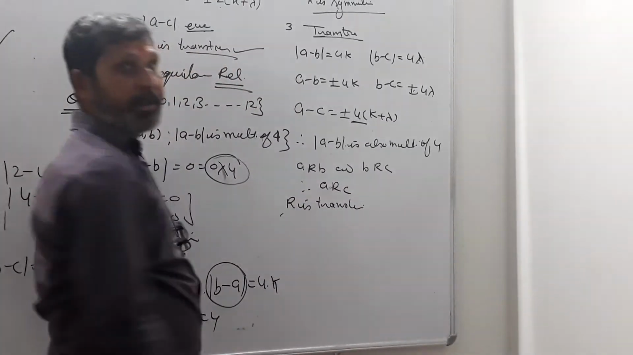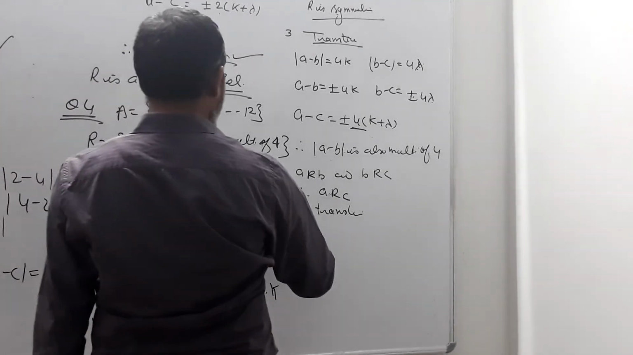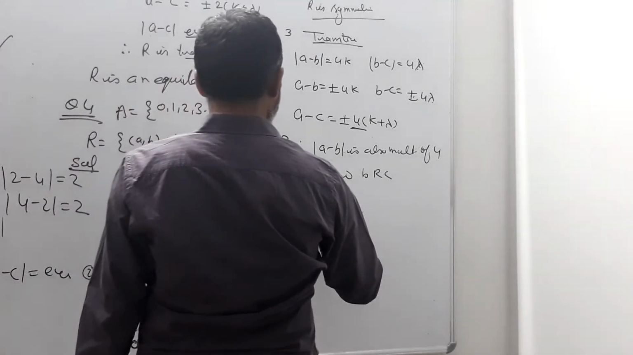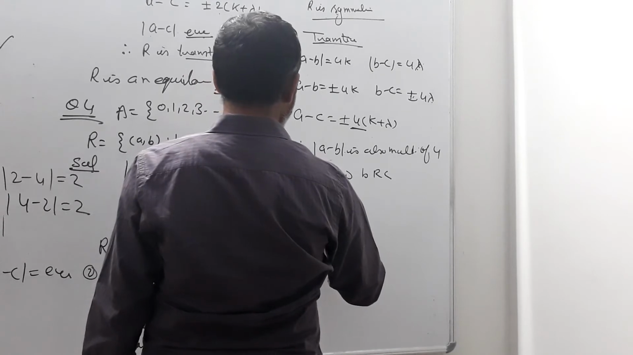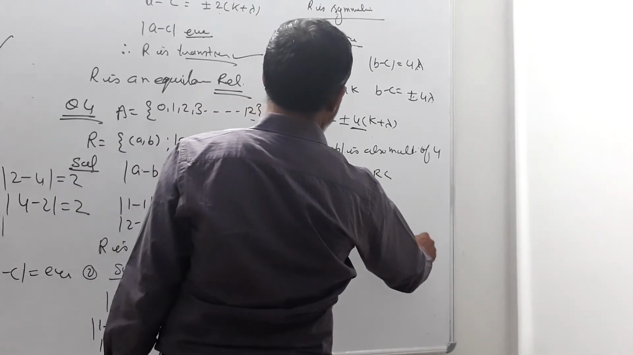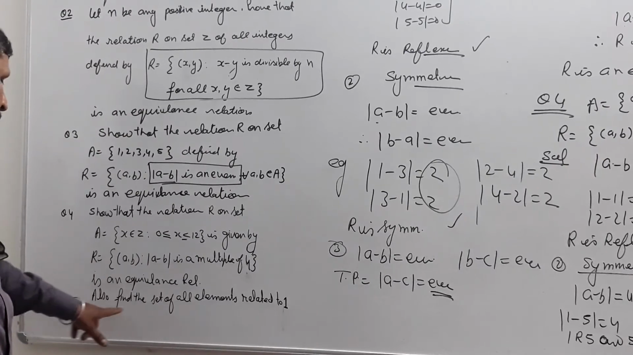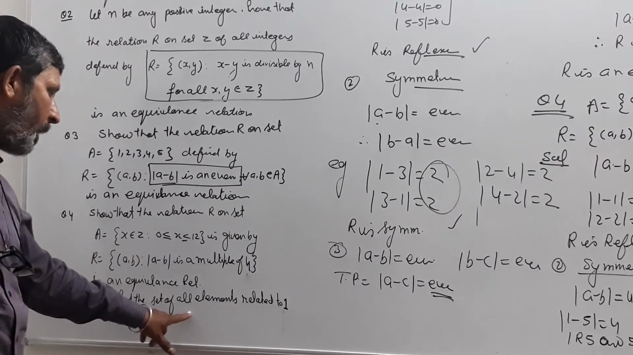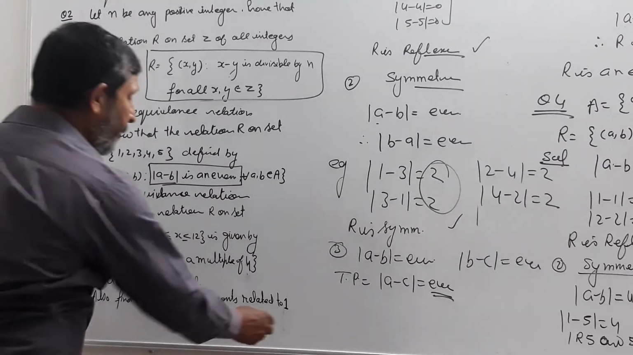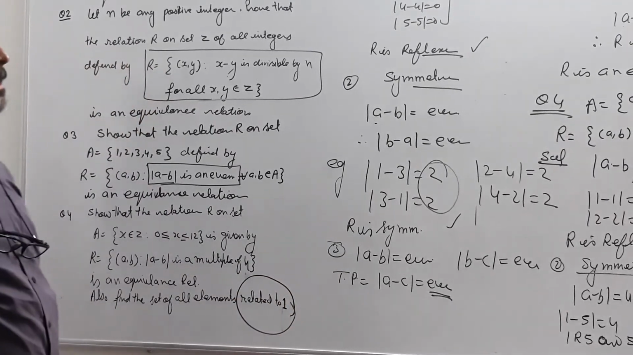If R is reflexive, symmetric as well as transitive, therefore R is an equivalence relation. And the last part of this question, one more part is given. Also find the set of all elements which are related to 1.